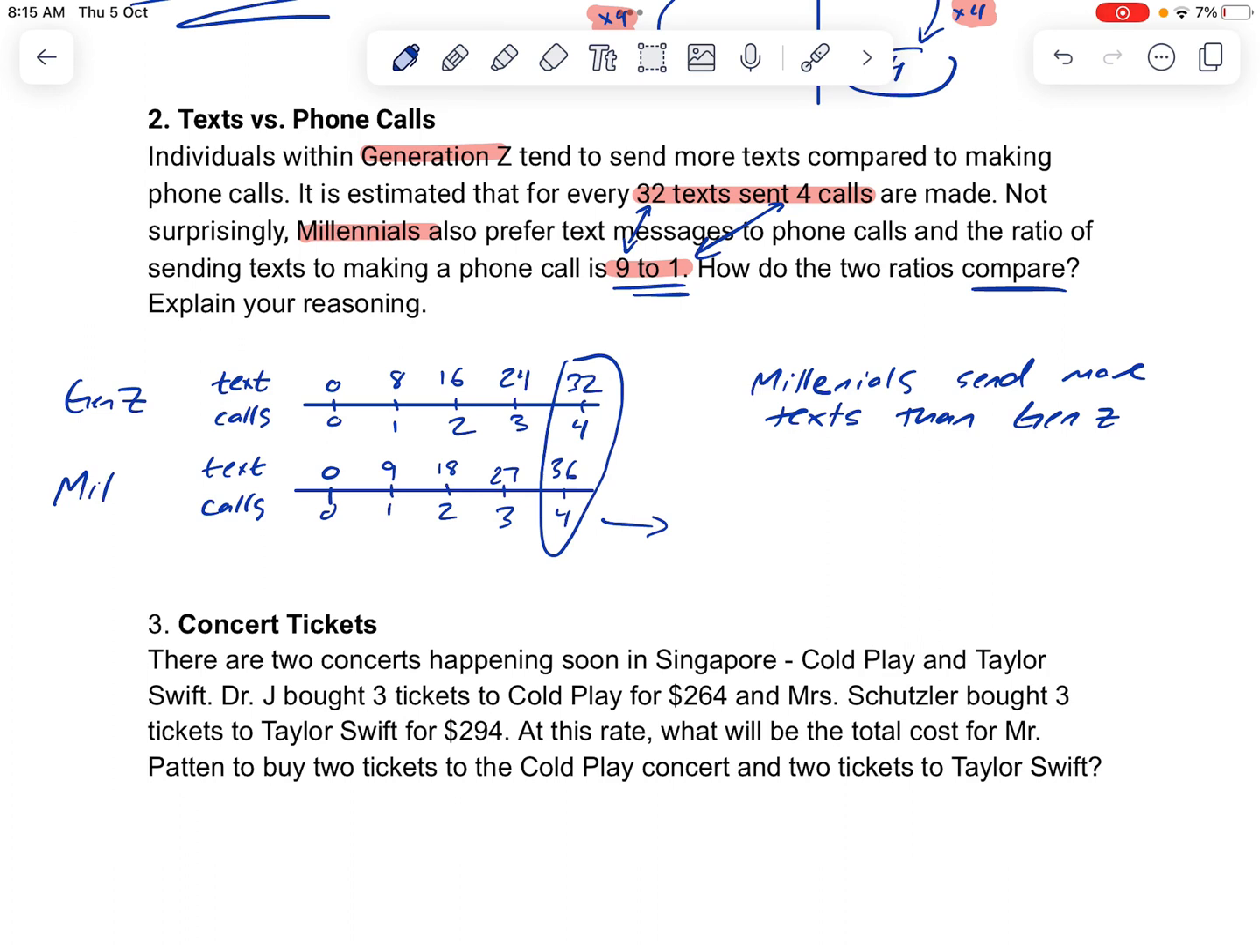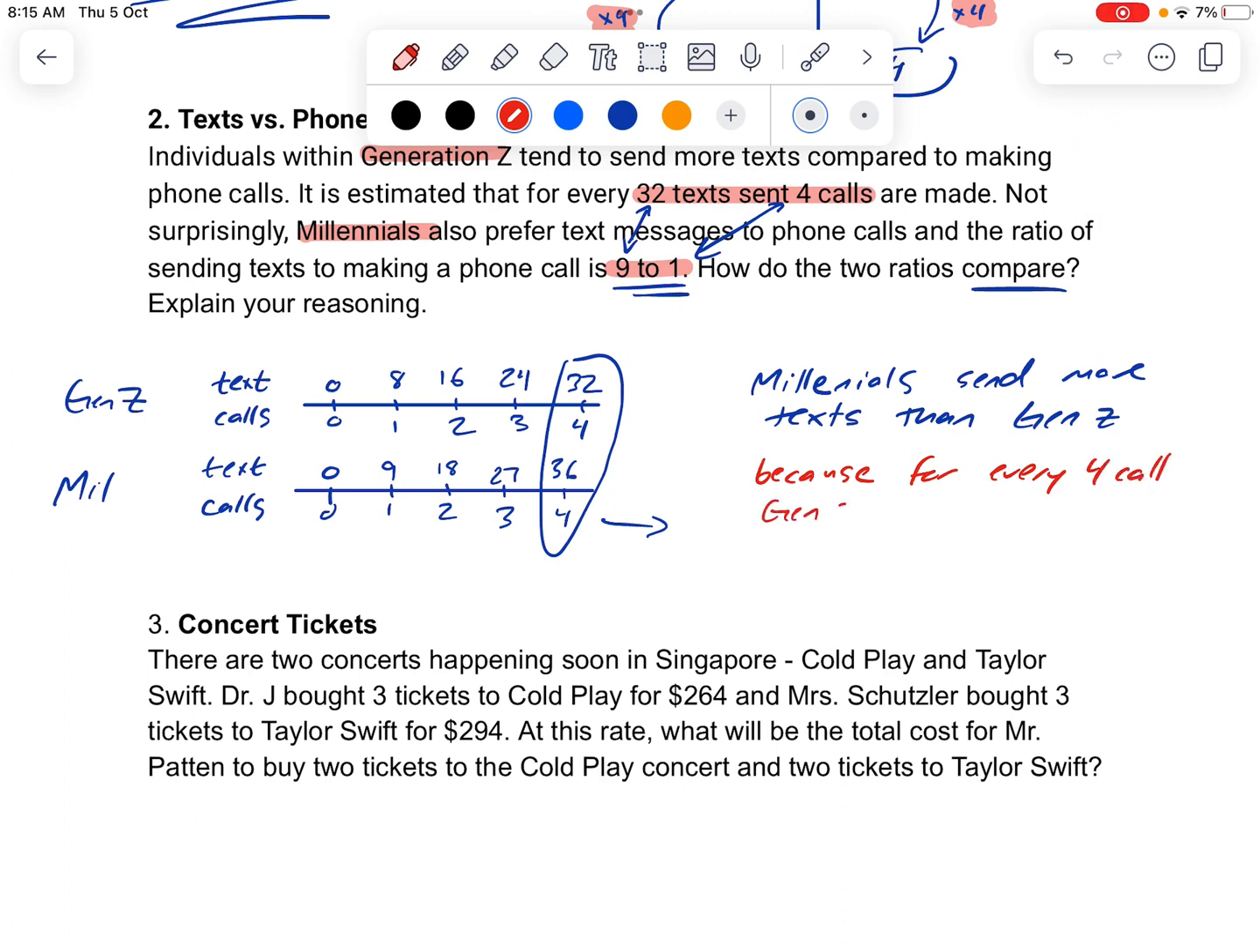The reason for that is I could compare the 32 to 4 and 36 to 4. If I was using that, and let me use a different color to show you a couple of different options, you could say, because, here is my reasoning, for every 4 calls, Gen Z sends 32 texts, and the millennials send 36 texts. So I'm giving a reason why that's the case.